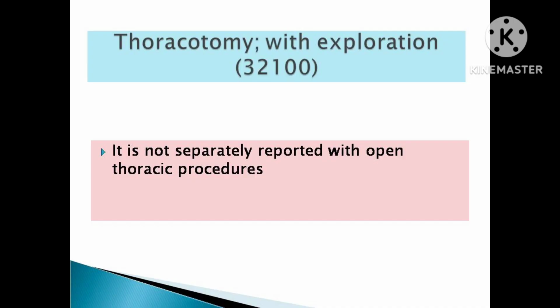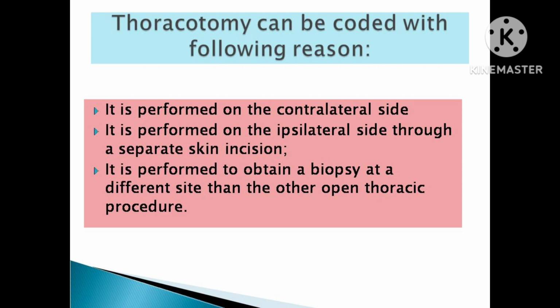Okay, then thoracotomy with exploration, the code is 32100. This code also we cannot report with the open thoracic procedures because, as I told you already, exploration is always included in the main procedure. Okay, then thoracotomy can be reported for the following reasons. What are all the reasons that exploration can be coded?